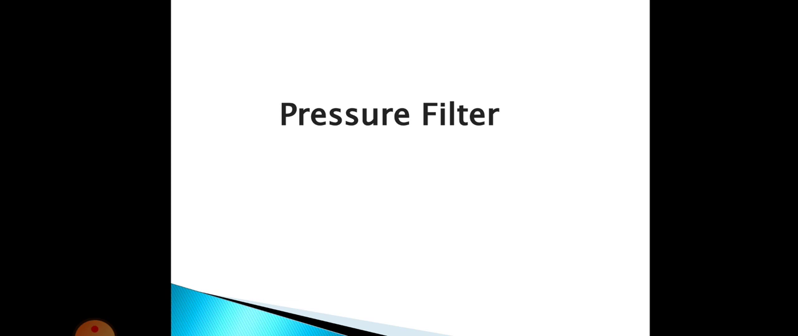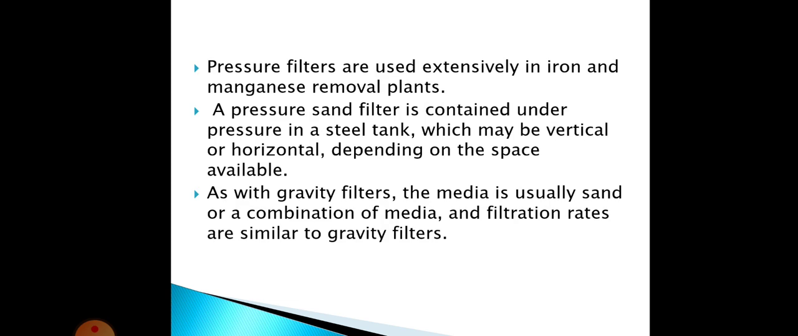After filtration through a pressure filter, since the pressure developed is greater than the atmospheric pressure, there is no need of an additional pump, and it can just allow the distribution of the water. Now the pressure filters are mainly used in iron and manganese removal plants, and a pressure sand filter is contained under pressure in a steel tank, like I told you, which may be vertical or horizontal.